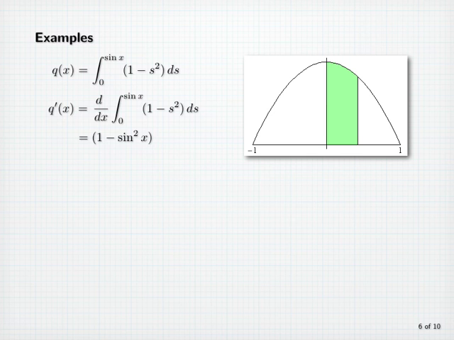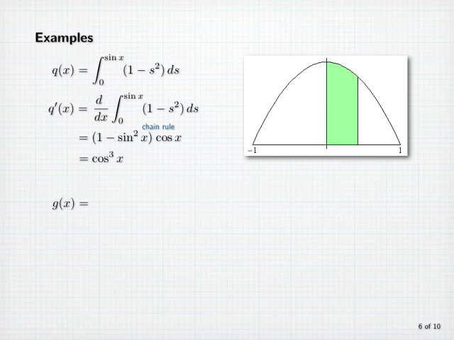Then the chain rule tells us to multiply by the derivative of the inside function, sine x, and so we multiply by cosine x. Now 1 minus sine squared x is the same as cosine squared x, and so we have cosine squared x times cosine x, which equals cosine cubed x.